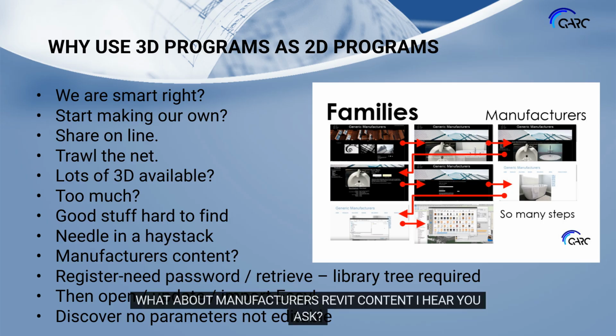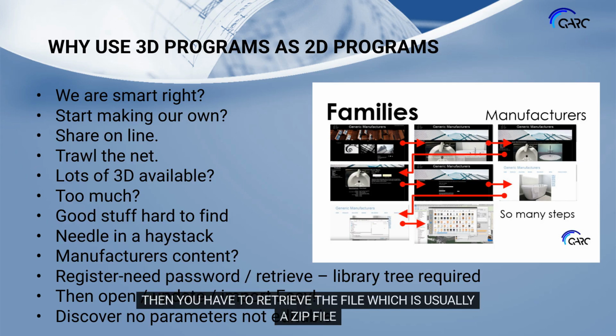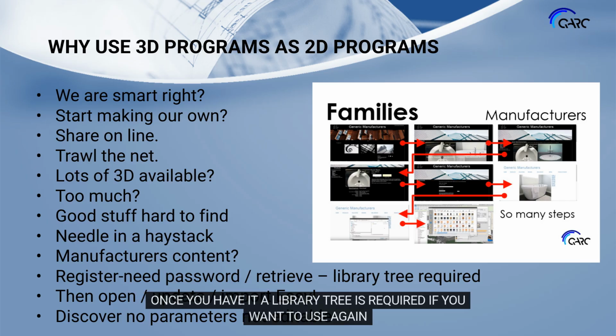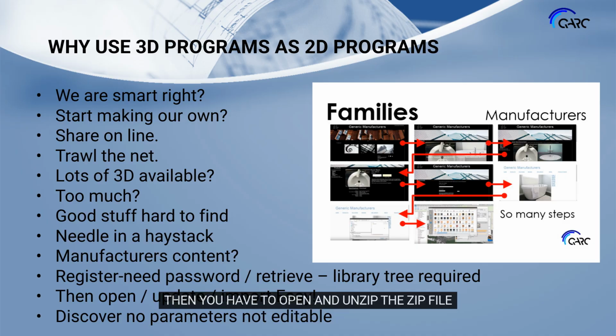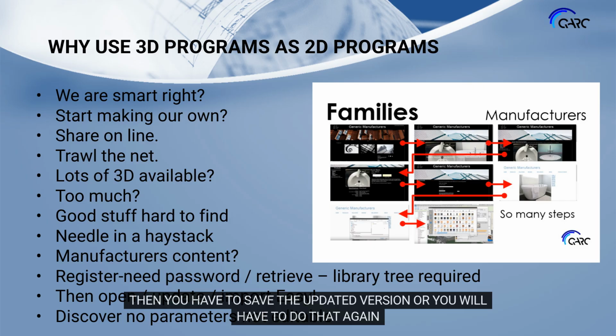What about manufacturers' Revit content, I hear you ask? First, you have to register on their website. Then you need a password. Then you have to retrieve the file, which is usually a zip file. Once you have it, a library tree is required if you want to use again. Then you have to open and unzip the zip file. Then you have to wait for it to update to the current Revit version. Then you have to save the updated version, or you will have to do that again.